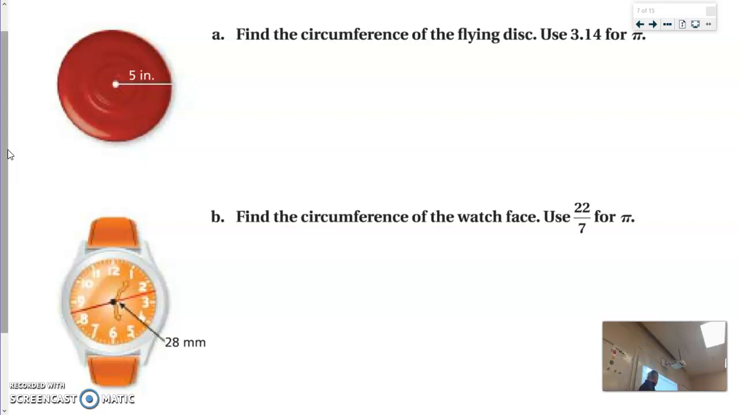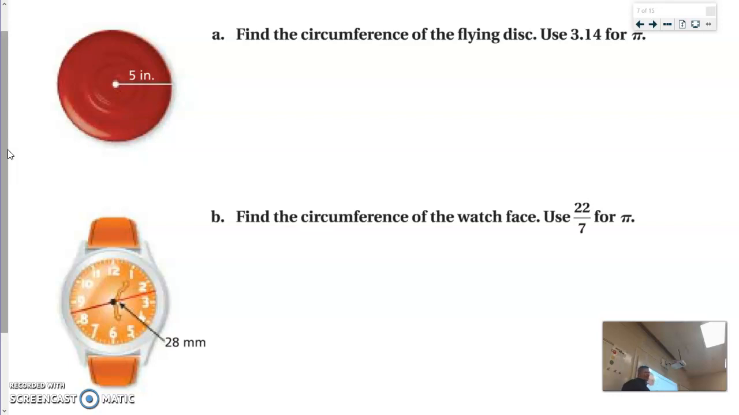And if I see the 7 on the bottom and the 28 on the top, I can reduce by dividing both of these by 7. And I'll get 22 times 4, which gives me 88 millimeters. So the way I would use it is if the diameter or the radius is a multiple of 7, I might use 22/7. If it's up here, I'm going to get some crazy number.